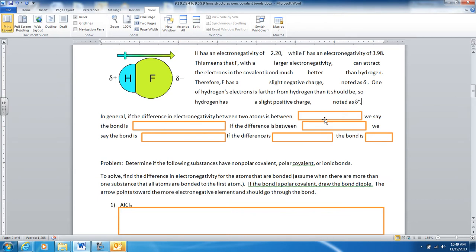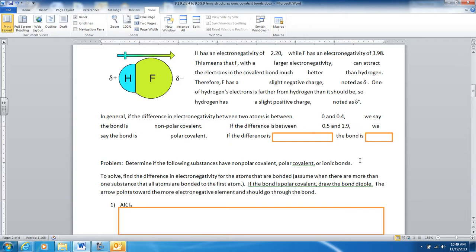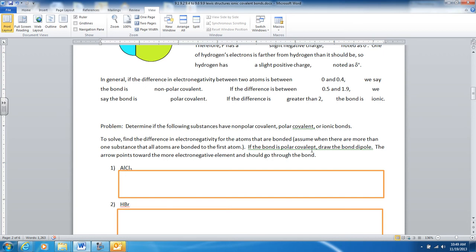Okay. In general, if the electronegativity difference is between 0 and 0.4, we say the bond is nonpolar covalent. Between 0.5 and 1.9, we would say that bond is polar covalent, and greater than 2, the bond is ionic. Now these are not steadfast numbers. Sometimes 1.8 is an ionic bond. So these are approximate values. You can use these if I give you a question, would this bond be nonpolar covalent, polar covalent, or ionic? It's okay to use these numbers, but you should know sometimes they don't work exactly. But for our purposes, we're going to use these numbers.